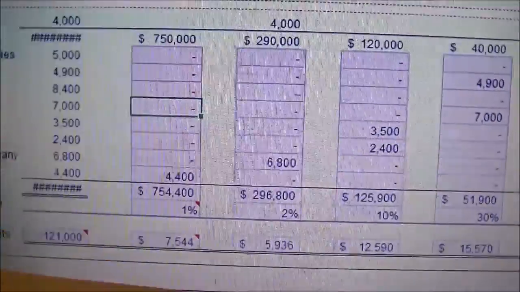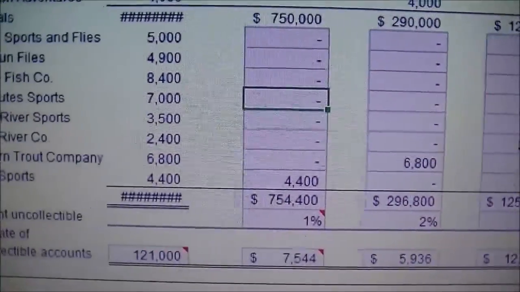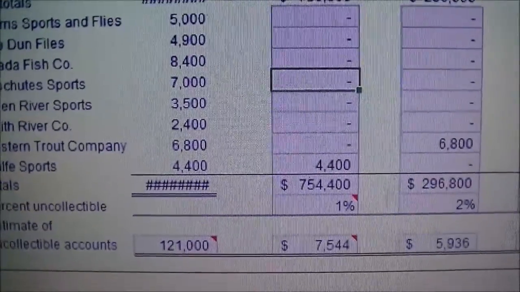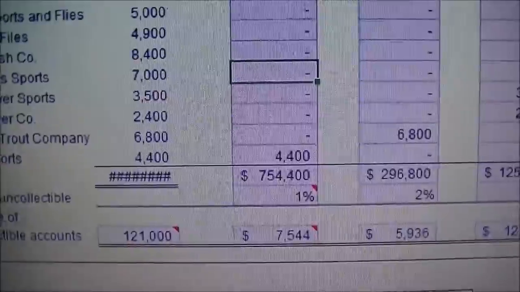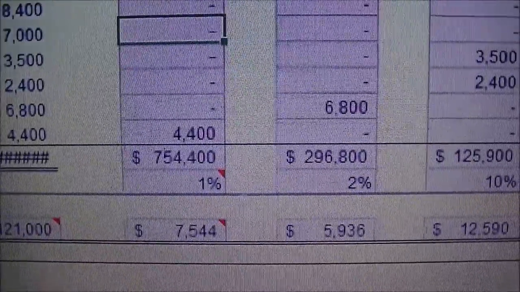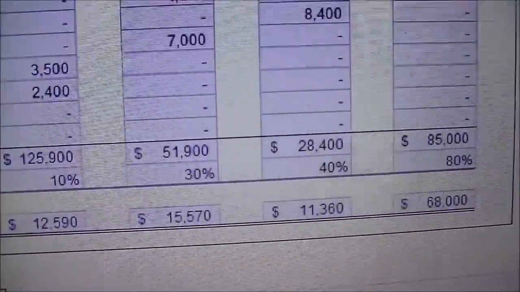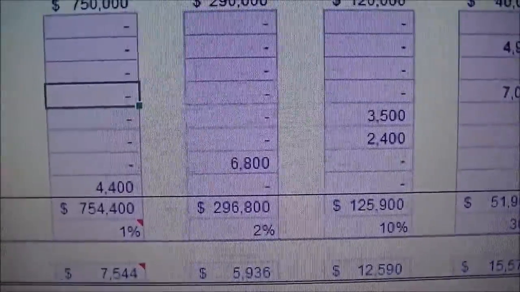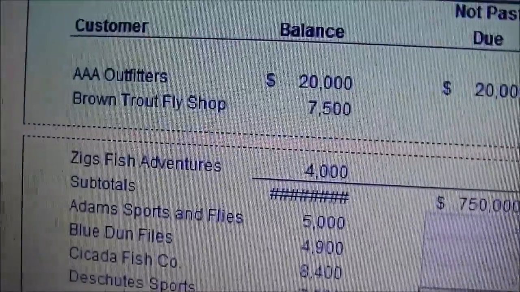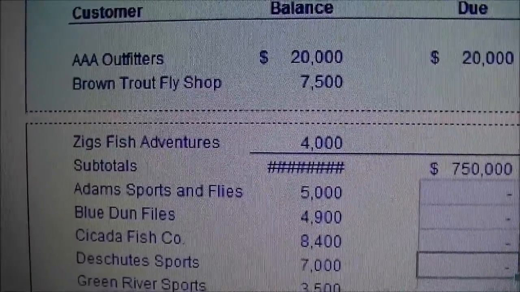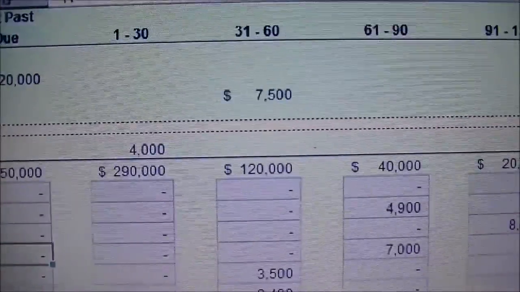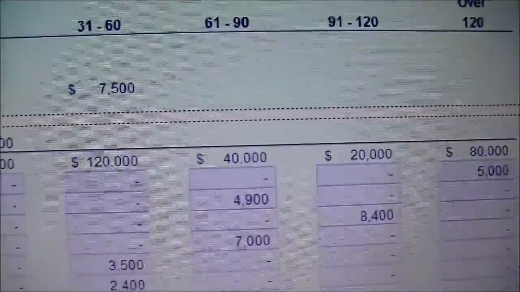And then what you're going to do next, once you're done with that, is you're going to have totals. See how you get these totals down here, the totals, 754,000, 296,800? You're probably thinking, where does he come up with these numbers? What you do is you already have some totals to begin with. These are called subtotals. In this example, they're already given for us. 750, 290,000, 120, 40,000, 20,000, 80,000.